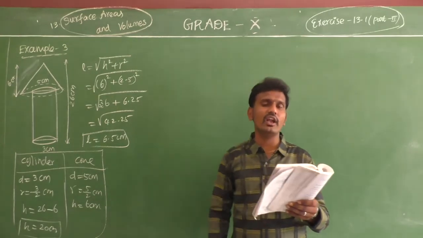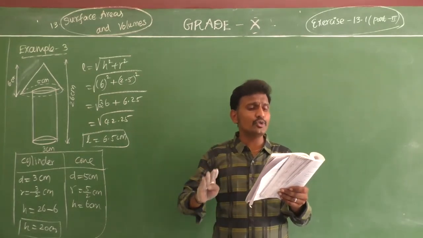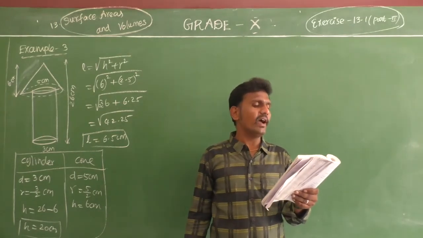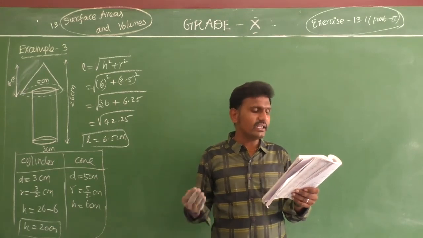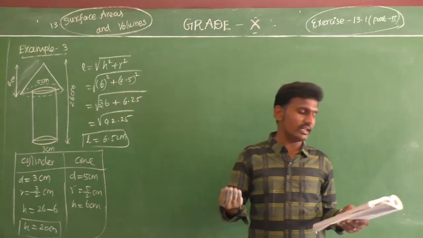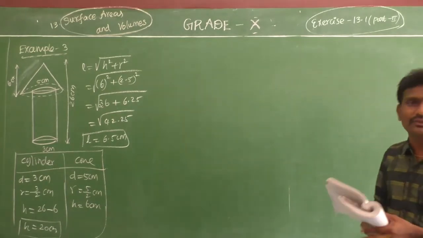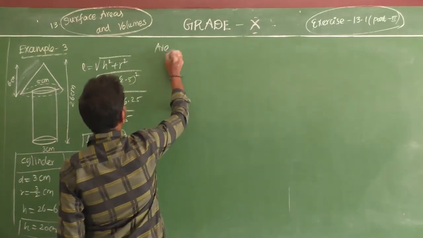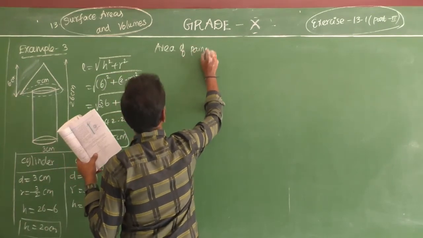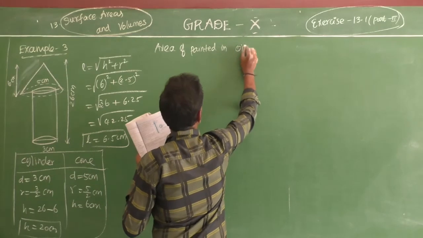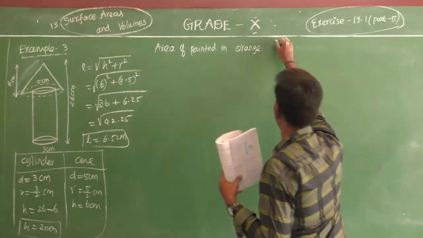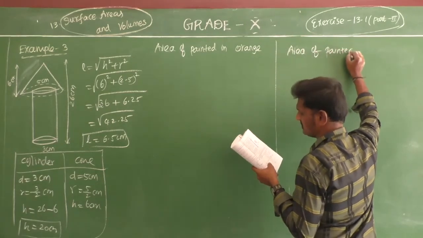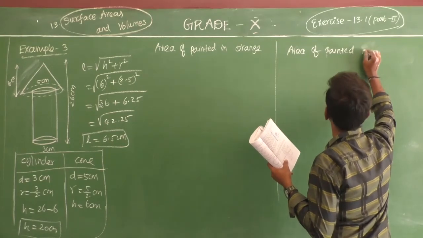Now students, listen carefully. If the conical portion is to be painted orange and the cylindrical portion is yellow, now find the area of the rocket painted in each of these two colors. Here use pi equal to 3.14. So first I am going to find the area painted in orange. And next, the area painted in yellow color.